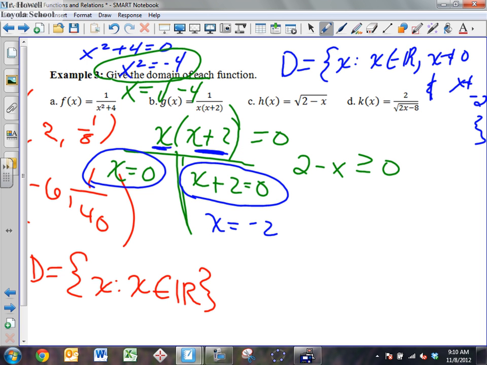Add x to both sides. And write this in the other form that we were used to. Switch the order of everything.